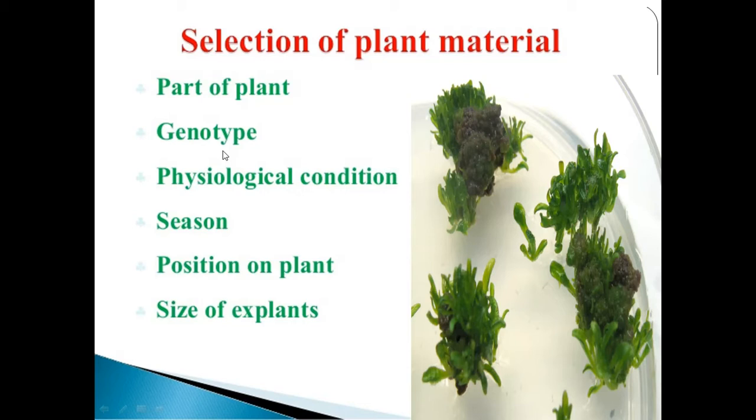Now what is genotype? It is the genetic constitution of a species. Then the physiological condition: it means the external and internal conditions that may occur in nature for the cell system. Again, the season of the species matters, whichever type of species or crop we take for the plant material.